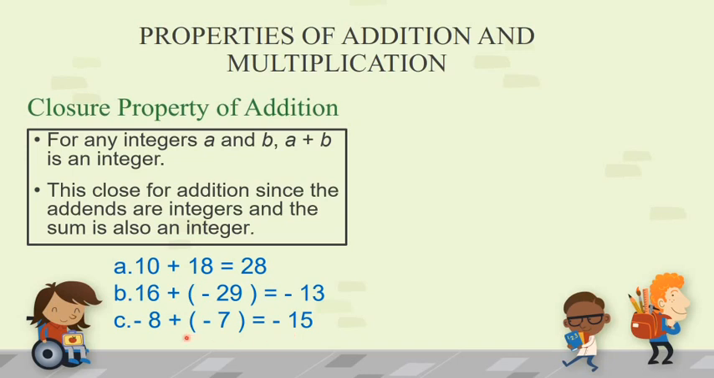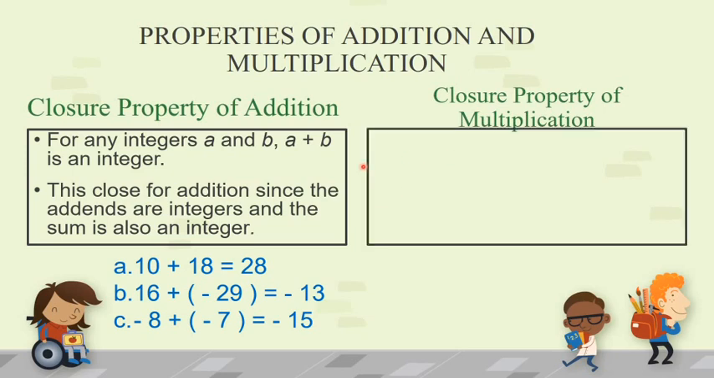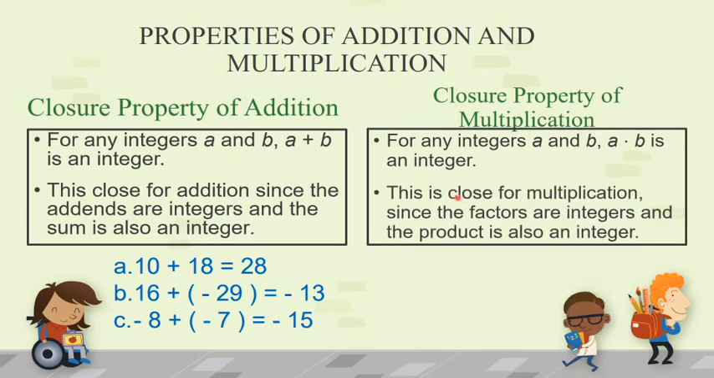So it means that if the addends are integers and the sum results in an integer, it shows the closure property of addition. Now, we also have the closure property of multiplication. In symbol, for any integers a and b, a times b is an integer. So it means that this is closed for multiplication since the factors are integers and the product is also an integer. Let us study these examples.